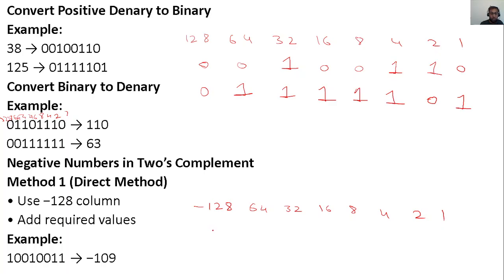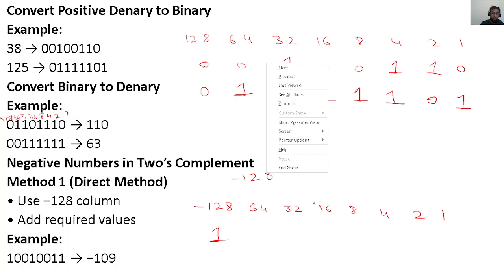The first value we have is 1, so we have minus 128 here. Next, we will put 1 where? Let's say we do minus 128 plus 64, to convert minus 109. We have to write this minus 109. We have minus 128 as the first bit. Minus 128 plus 64 becomes minus 64.